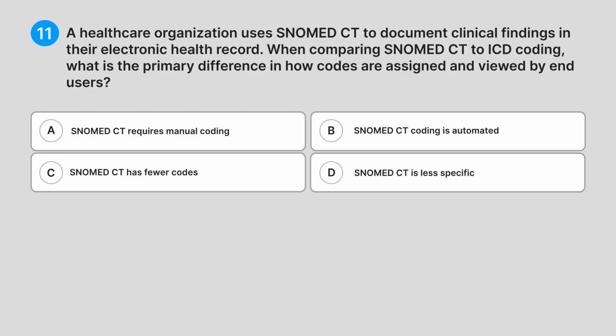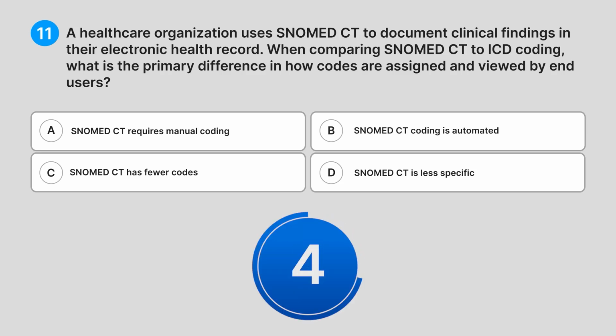B. C790 CT coding is automated. C. C790 CT has fewer codes. D. C790 CT is less specific. Can you guess the answer?